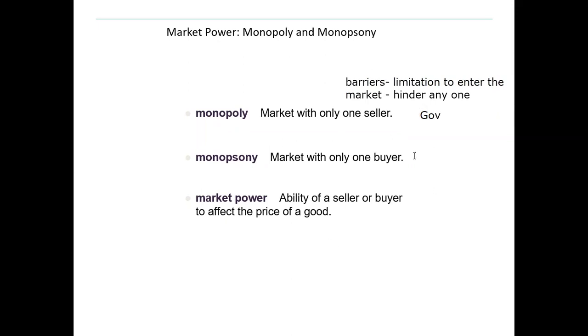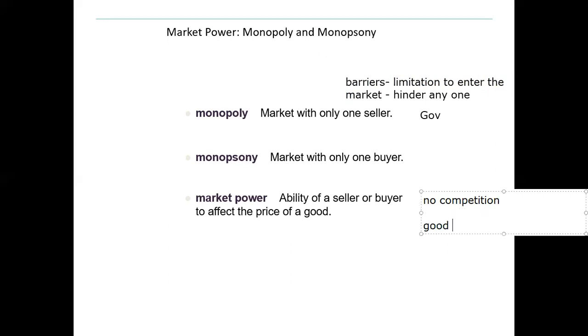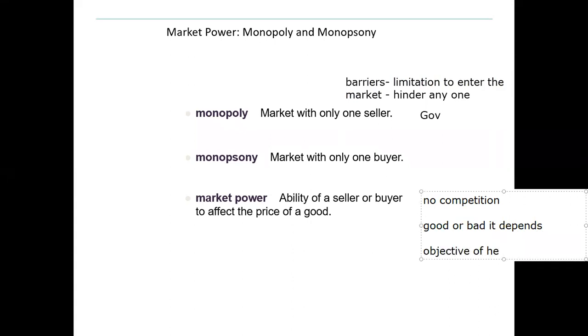If I have only one buyer, we name it monopsony. What is the meaning of monopsony? I'm the only one buying this product. So from where did I get this power to not allow anyone to compete with me? Here we have no competition, no competition. So is it good or bad? It depends. It depends on what? The objective of the buyers or the seller.